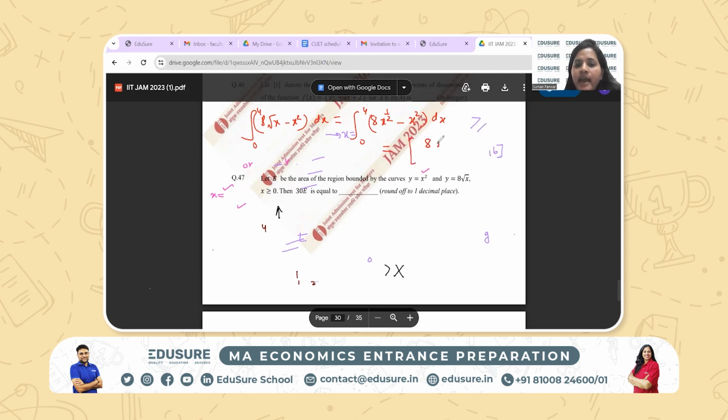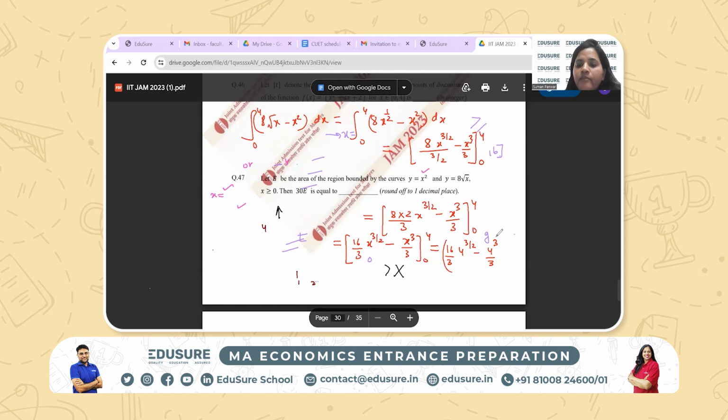It will be 8 x raised to the power 3 by 2 divided by 3 by 2, minus x cube upon 3, and the limits will be imposed from 0 to 4. So this will be 8 times 2 by 3, x raised to the power 3 by 2, minus x cube upon 3, from 0 to 4. So this is going to be 16 upon 3, x raised to the power 3 by 2, minus x cube upon 3, from 0 to 4. Now we put the upper limit: 16 by 3 times 4 raised to the power 3 by 2, minus 4 cube by 3. When we put the lower limit, as the lower limit is 0, this is going to be 0. So this is my final expression for area.